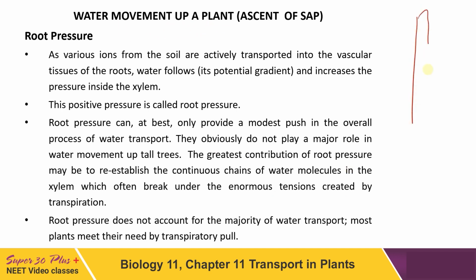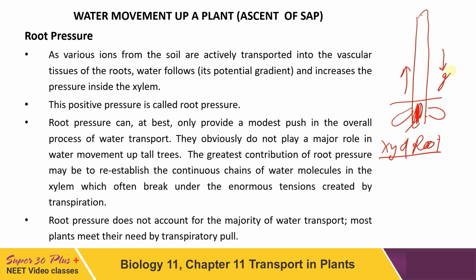By now you have seen that in the plant, the root has absorbed the water. The water has come into the xylem of the root. Now the question is that the water absorbed by the root has to go up to the tip of the plant against the force of gravity. This is water movement up a plant, also known as ascent of sap. Various theories have been given for this ascent of sap, that is, how the water will go to the tip of the plant. Sometimes this may be up to even 100 meters or more.